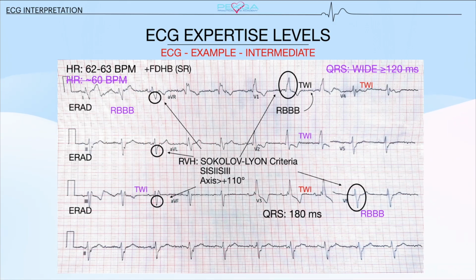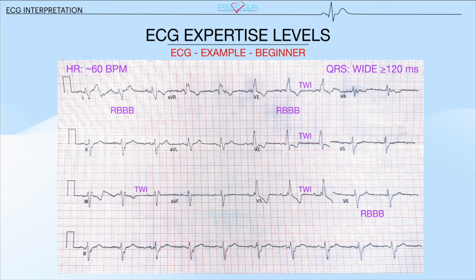Now, if you're an intermediate level interpreter, you should be able to figure out axis just by looking at your ECG roughly, and you probably are going to be able to get within 10-15 degrees if you have a pen and a piece of paper handy. All right. So let's take a look at the difference, right?